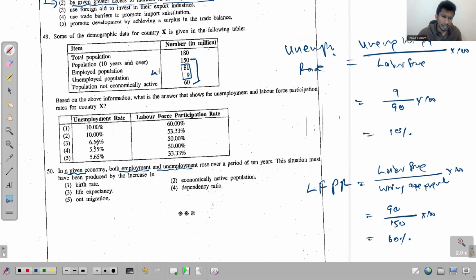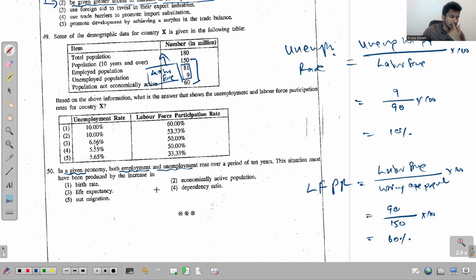Whichever way you take it, you can find the labor force. Right? Now this says both employed and unemployed, employment and unemployment grows over a period of 10 years, which means the labor force has increased. Right? The labor force has increased. That is the idea. This situation must have been produced by an increase in labor force.